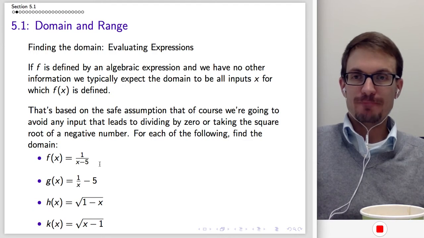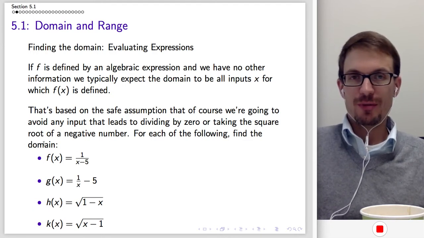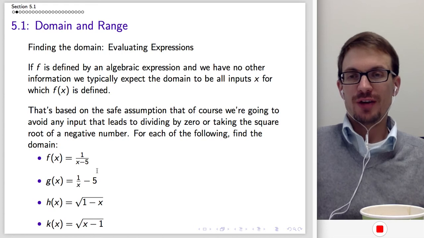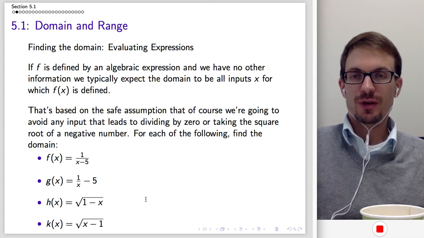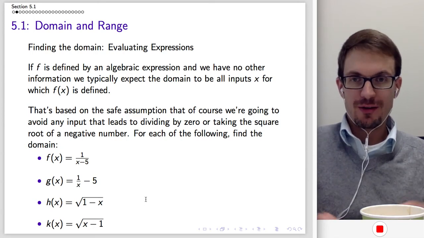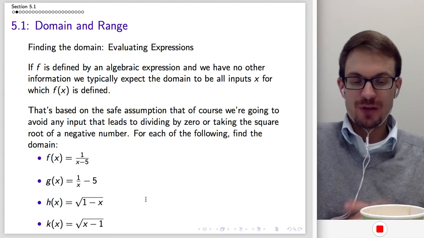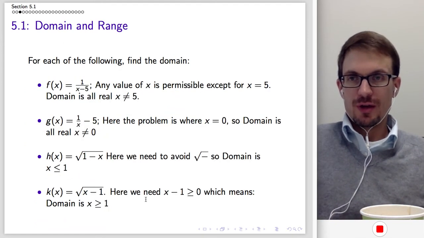permissible domain would be. Okay, so anyway, this example here: f of x is equal to 1 over x minus 5, g of x is 1 over x, h of x is 1 over the square root of 1 minus x, and k of x is the square root of x minus 1. All right, so find the domain for each of these. Okay, you can go ahead and stop the video, and go ahead and return.